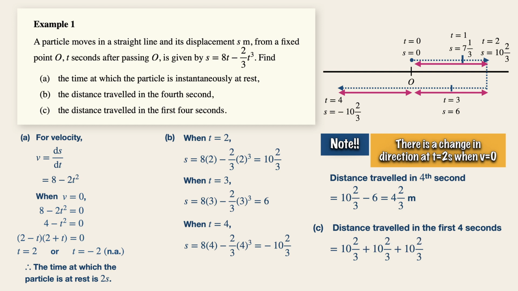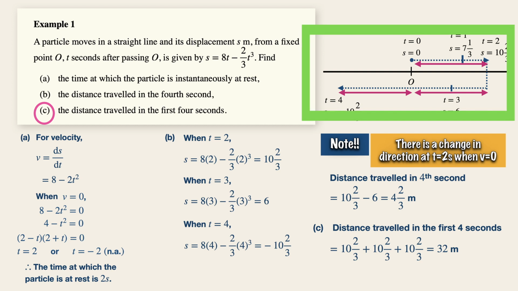Adding them up together, this will give us a value of 32 meters. So this is the difference over here between part B and C. For part B, we are actually finding just the portion of the distance traveled, specifically in the fourth second, while in part C, we are finding the coverage of the entire pathway in 4 seconds.